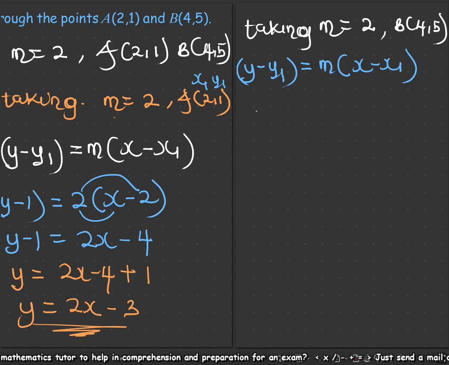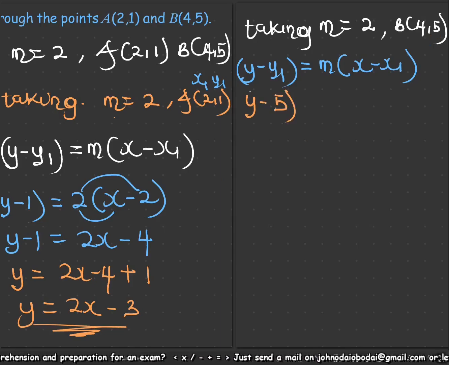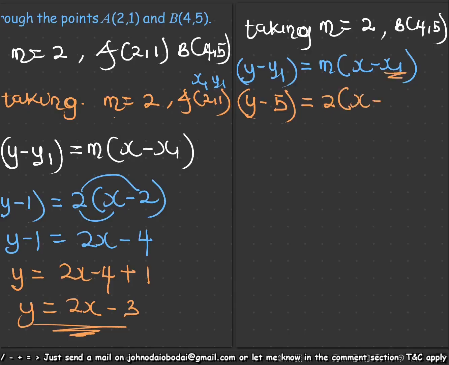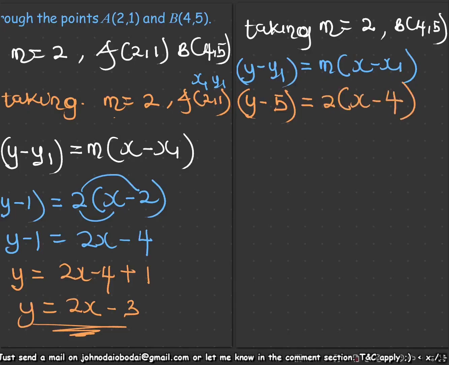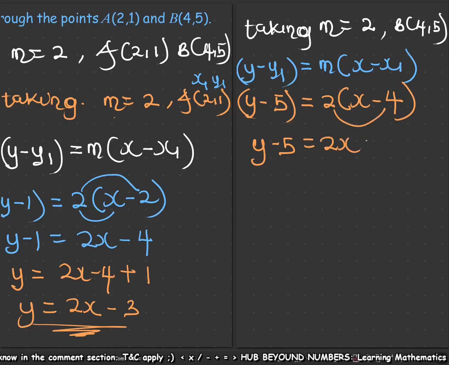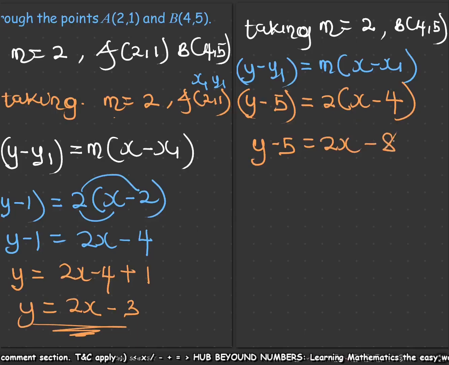So substituting, you have your y minus y1. y1 is what? Our 5. So minus 5 is equal to your m. So your m is actually 2. So you put that there, 2 into bracket x minus x1, which is what? 4. Then I will go over the process of making y the subject again. So you have our y minus 5, which is equal to your 2 times x, which gives you 2x. Then 2 times negative 4, which gives us a negative 8.